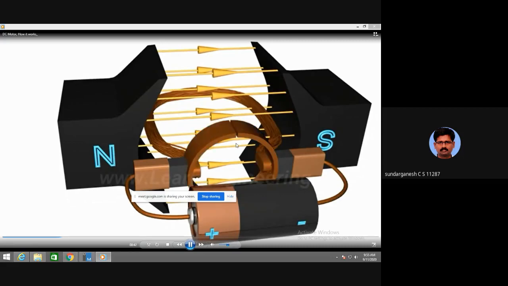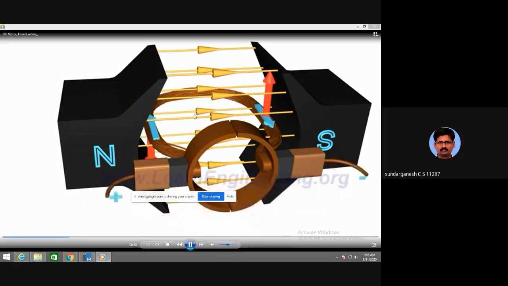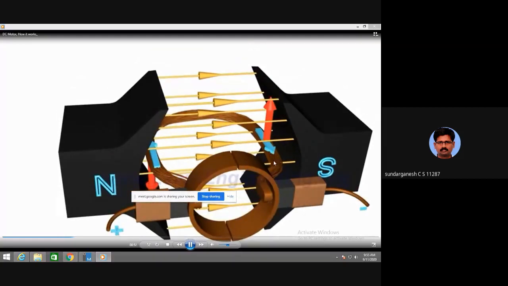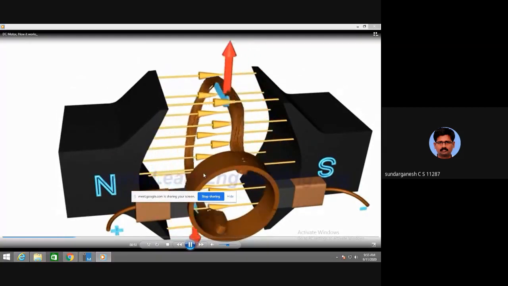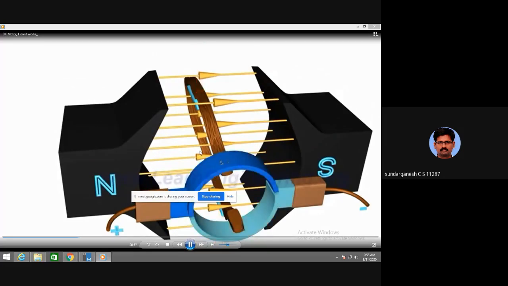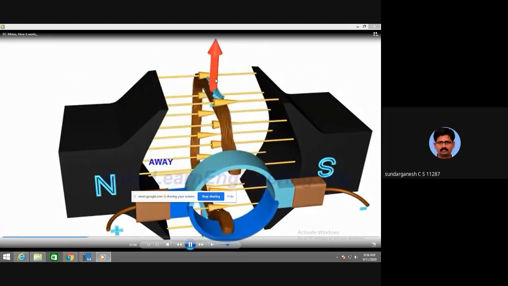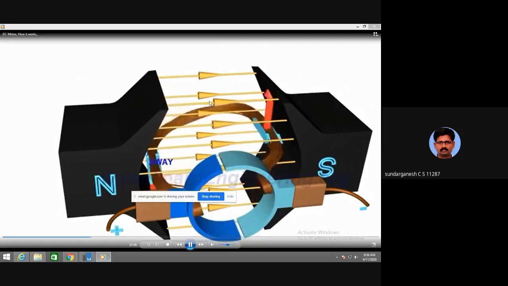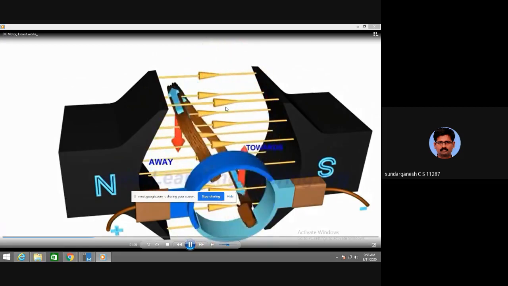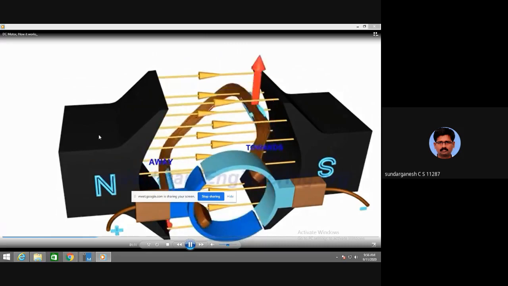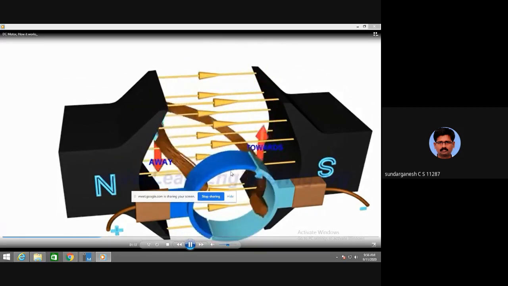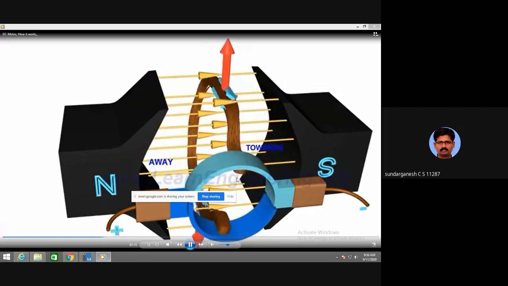In the armature also we are giving another magnetic field. Both magnetic fields will interact. Here there is one magnetic field, the yellow line, and another magnetic field, the blue line. This blue line is continuously rotating. But the yellow line is fixed. The stator magnetic field is fixed.